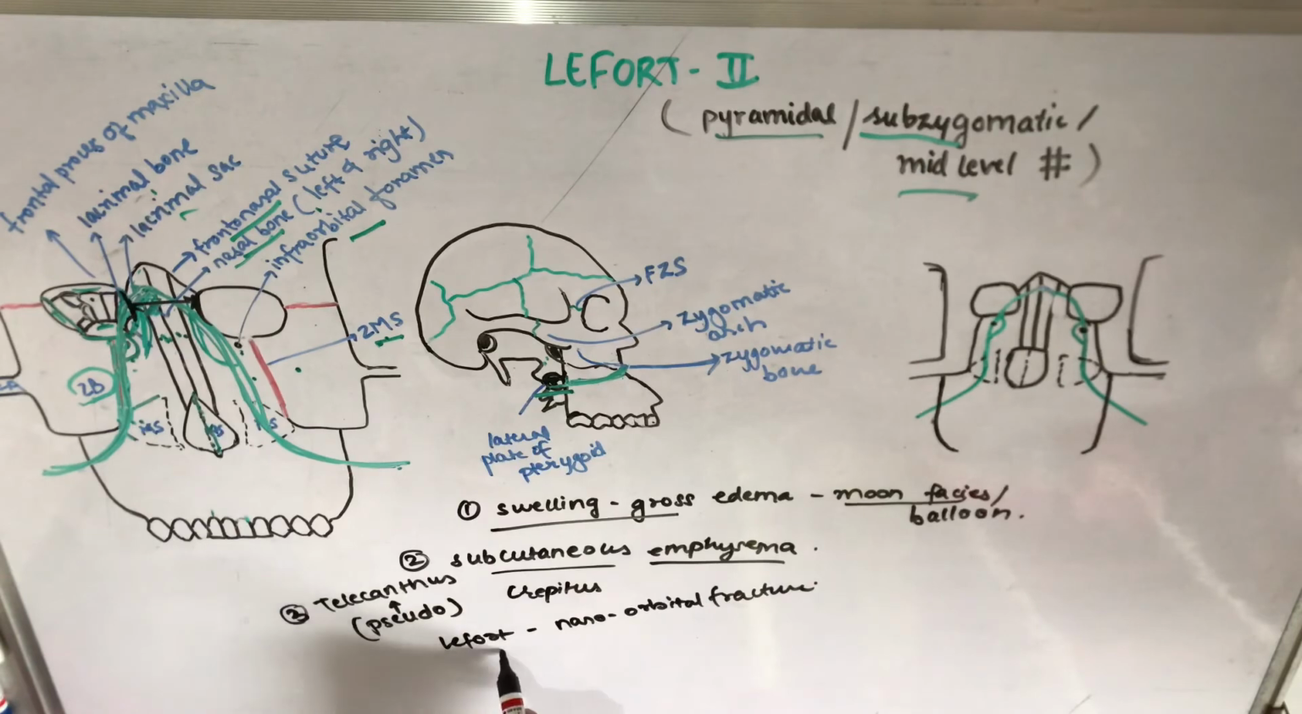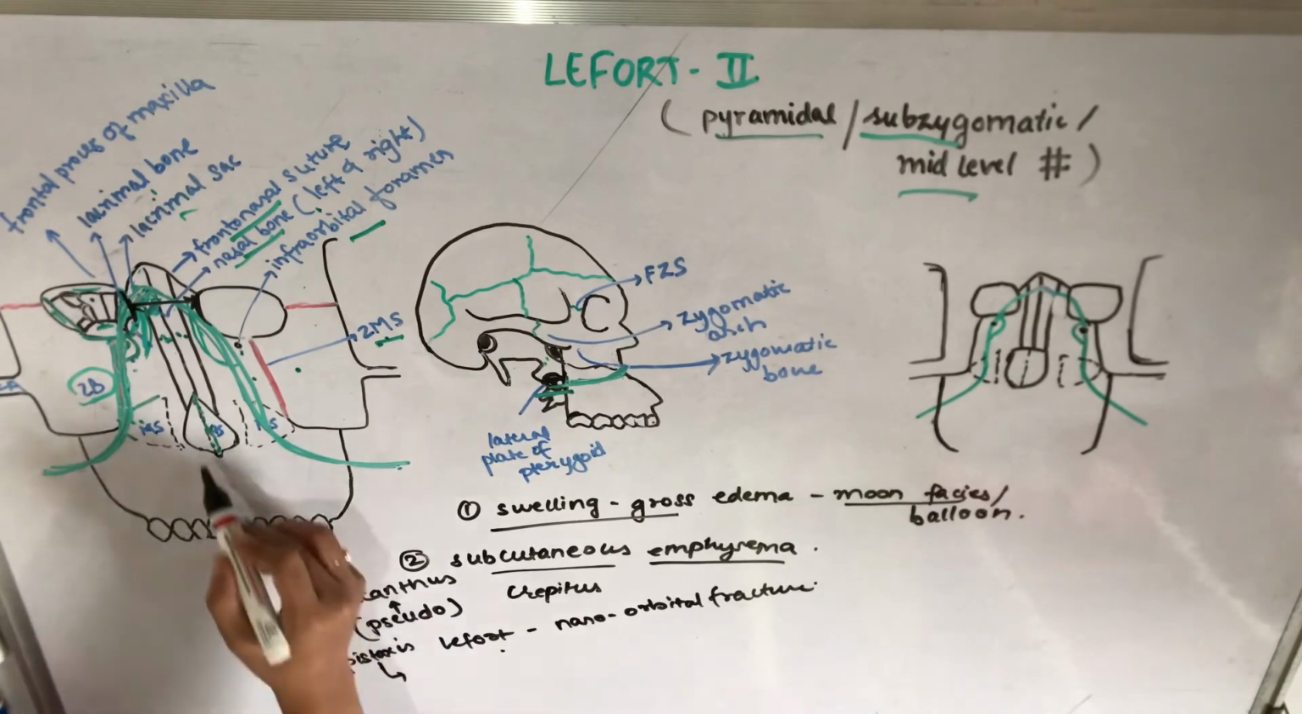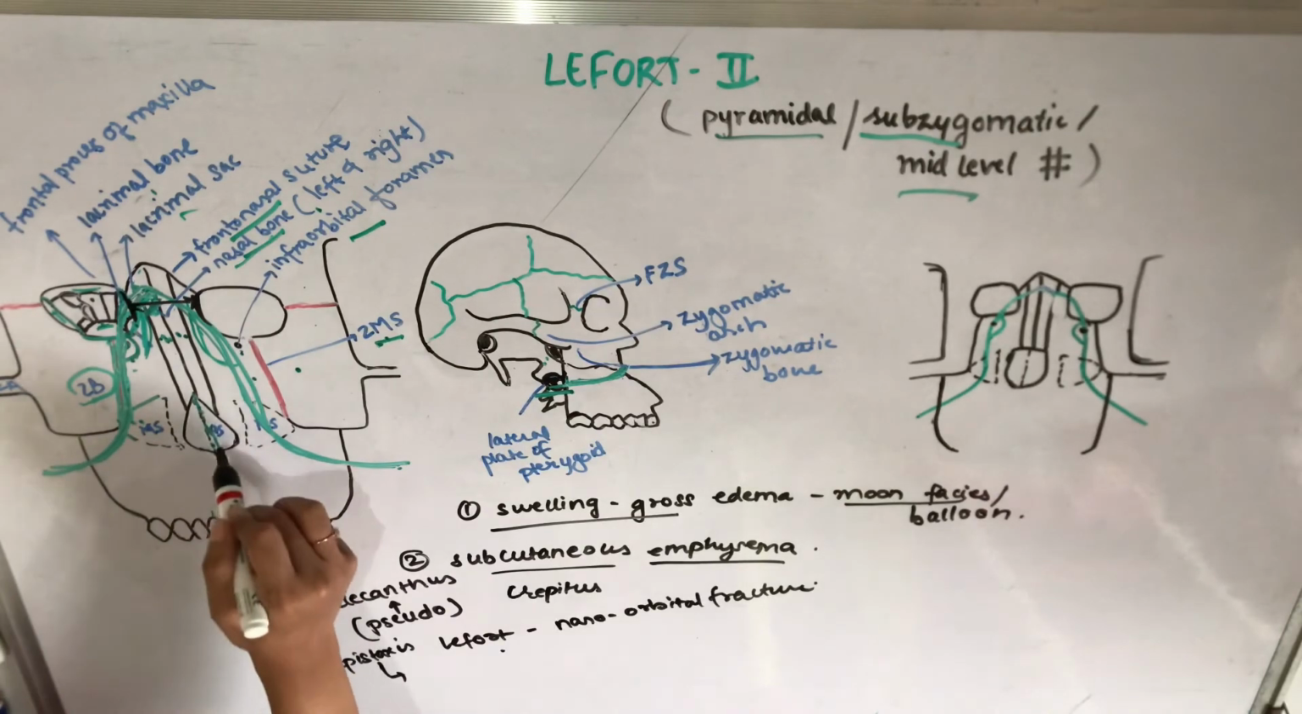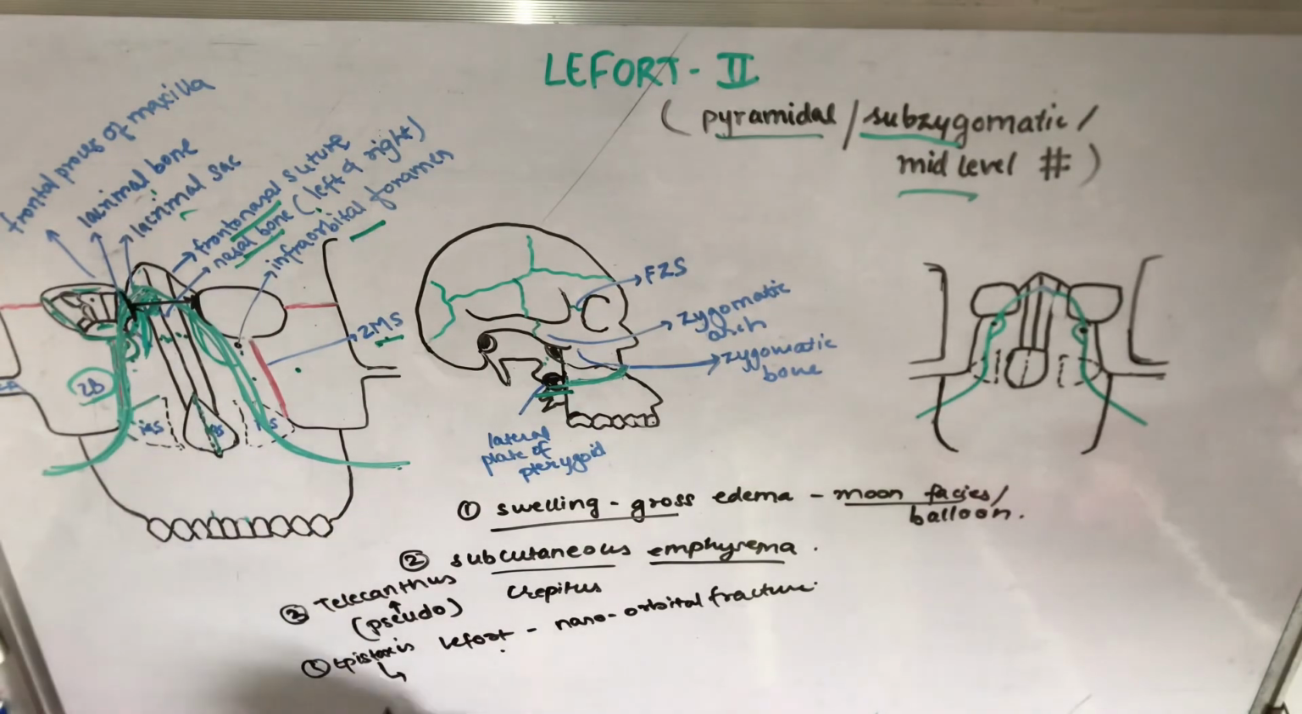So in Lefort 3 you will see a true telecanthus. Now the fourth point is you will see epistaxis. And due to this epistaxis, the patient becomes a mouth breather, because you'll see there is nasal block. Because of that, the patient is breathing through the mouth. Then you'll see epistaxis, and you'll see epiphora, which are common in the displaced fracture of the maxilla, which is involving the lacrimal sac.